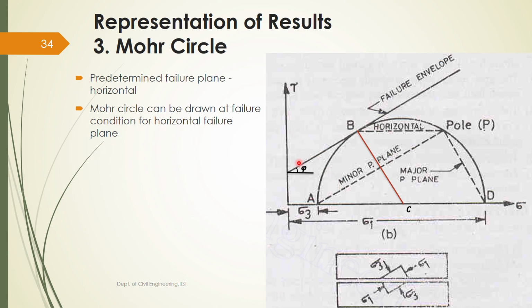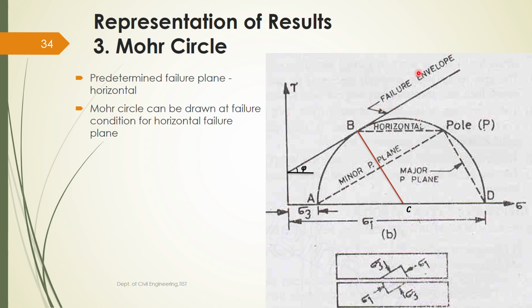So you got the failure envelope and you will be getting a point which represents the shear stress tau value and sigma value at failure. So that will be B. From that point draw a perpendicular to the failure plane. So this red line is perpendicular to the failure plane. This red line will cut the sigma axis at point C. With C as center and BC as radius, you can draw the Mohr circle. So this is the Mohr circle.